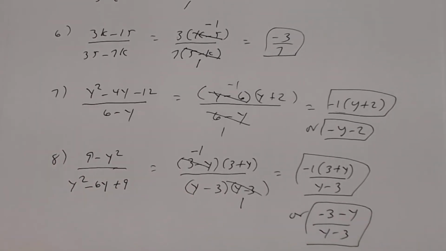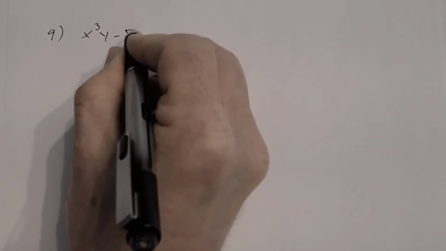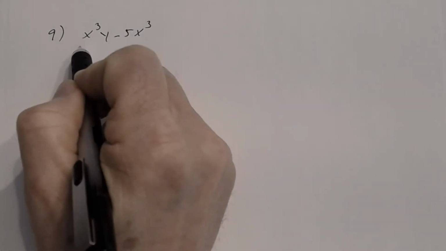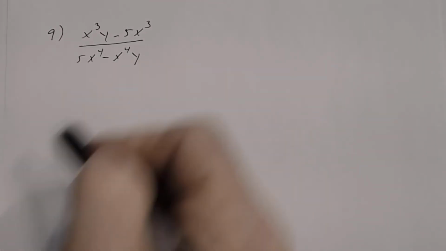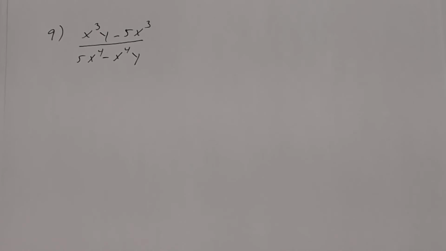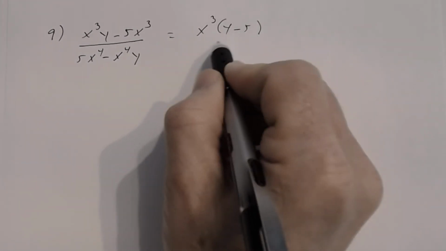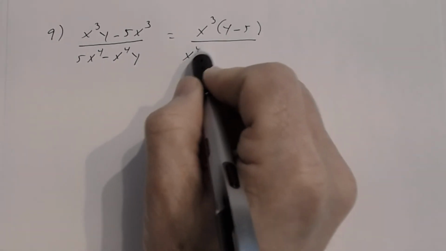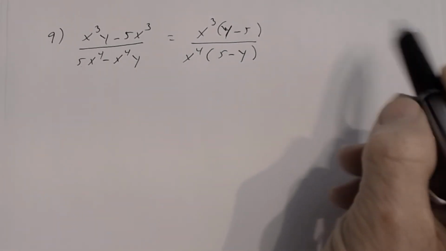Okay? All right, number 9. Number 9, we have x cubed y minus 5x cubed divided by 5x to the 4th minus x to the 4th y. Okay, so for the numerator, it looks like I can factor out an x cubed. And so when I do that, I'm going to get x cubed times y minus 5. The denominator, it looks like I can factor out an x to the 4th, and I'm left with 5 minus y.